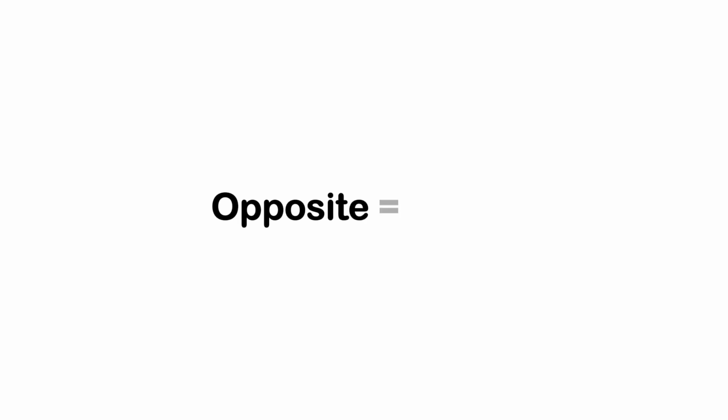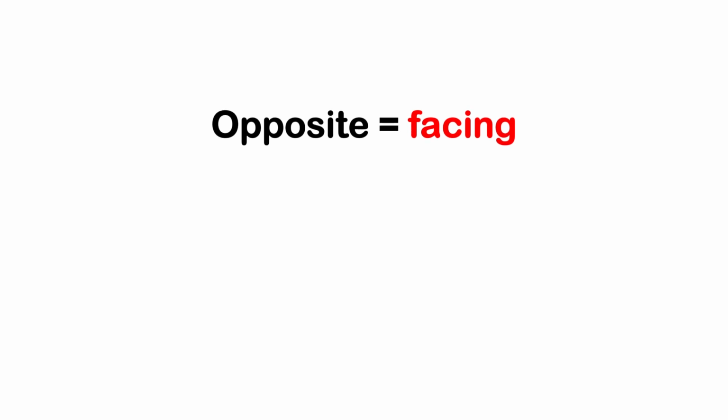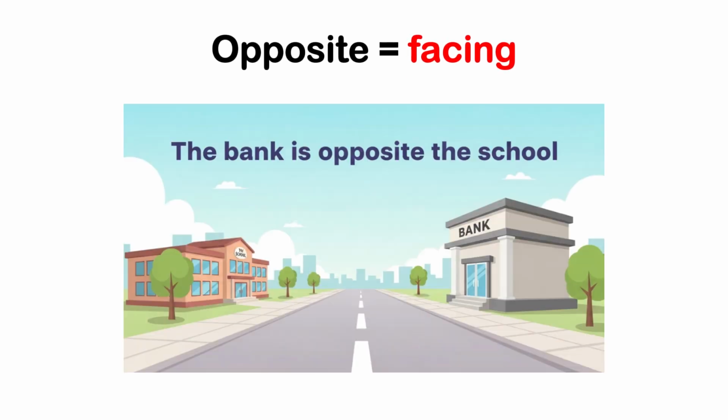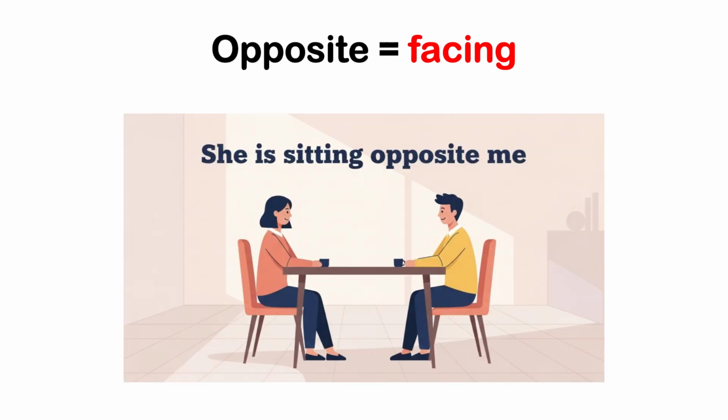Opposite. We use opposite when something is facing another thing. Examples: the bank is opposite the school. She is sitting opposite me.